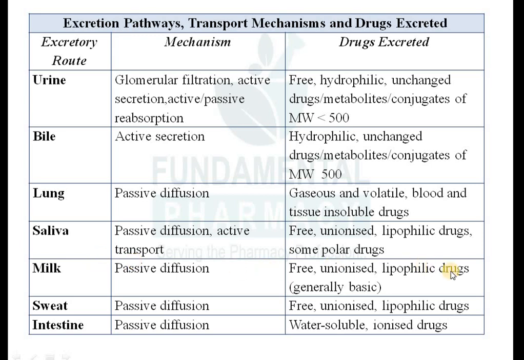Okay, so free unionized lipid soluble drugs are excreted in the milk. Some drugs are also excreted in the sweat. Free unionized lipid soluble drugs. Intestine में भी होता है water soluble and ionized drug. So these are nothing but the different routes for the excretion of drug: urine, bile, lungs, saliva, milk, and sweat glands, and your intestine.